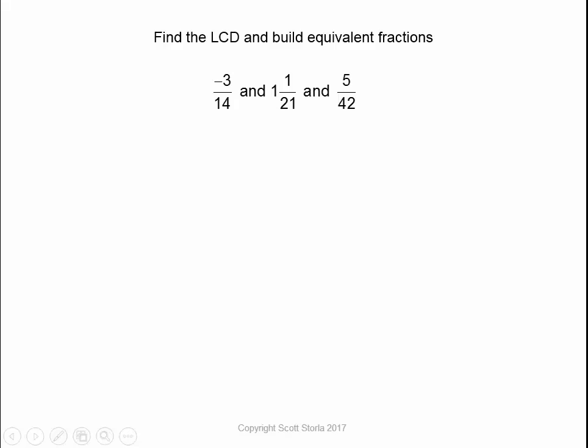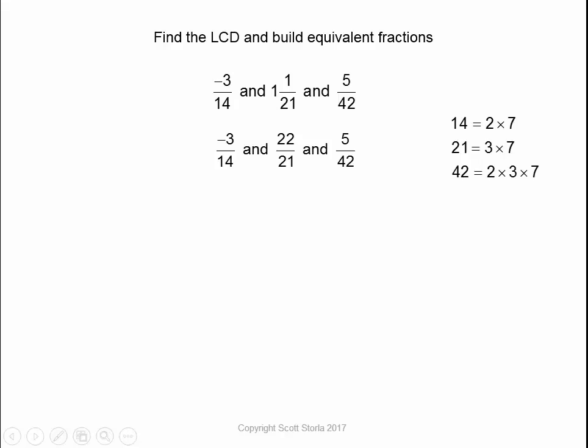Here's our last one. For step 1, I would make 1 and 1/21 into an improper fraction. After prime factoring, I can see I'll need a 2 and a 7 in my LCD to build a 14, and an additional factor of 3 to build my 21. Notice once I've done that, I already have built my 42, so I don't need to use any additional factors. My LCD then is 42.